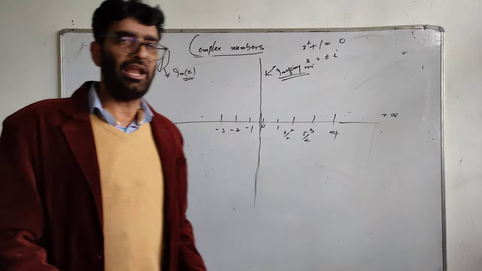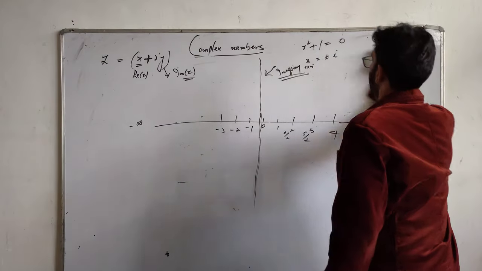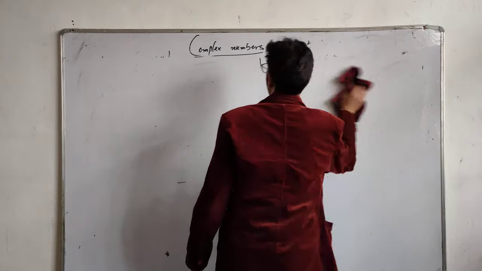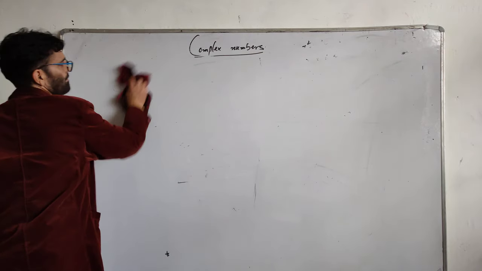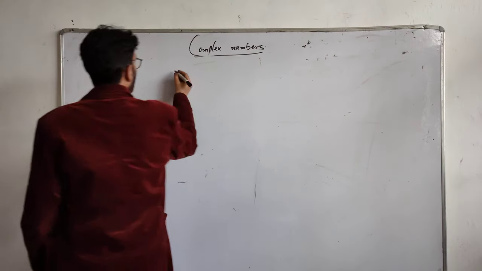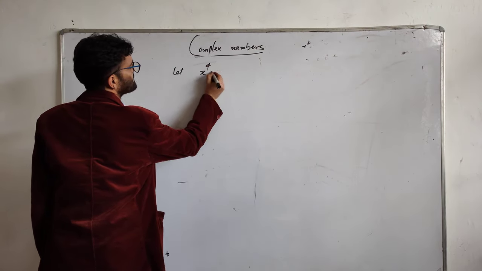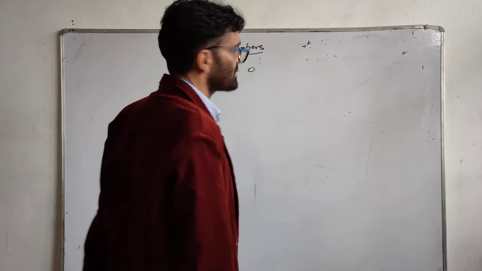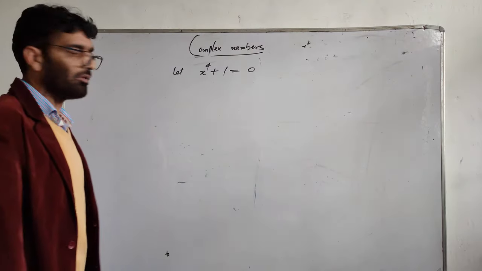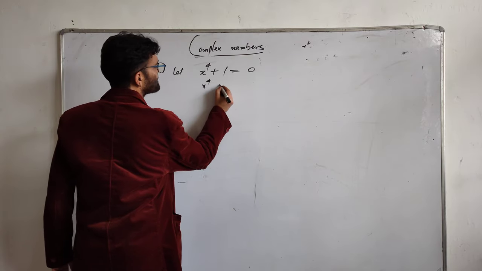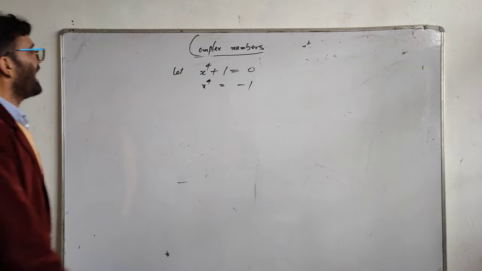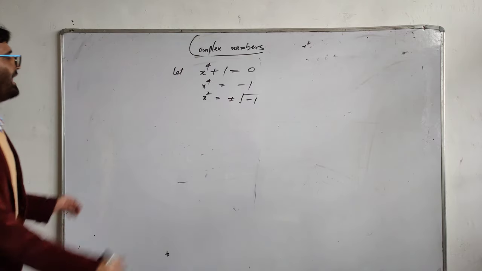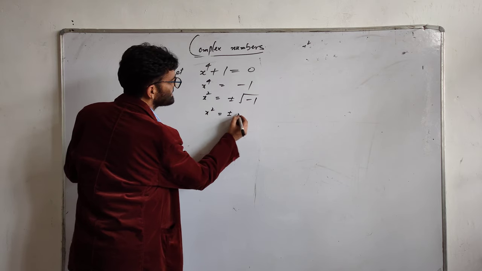Now, let me give one more example to make things clear. I will simply work from the concept of these complex numbers. Take this example: let us solve x to the power 4 plus 1 is equal to 0. Naturally, there will be four roots. It is obvious, because the degree of the equation is 4. Now, I will write x to the power 4 is equal to minus 1. That means x square is equal to plus minus under root of minus 1. That is, x square is equal to plus minus iota.